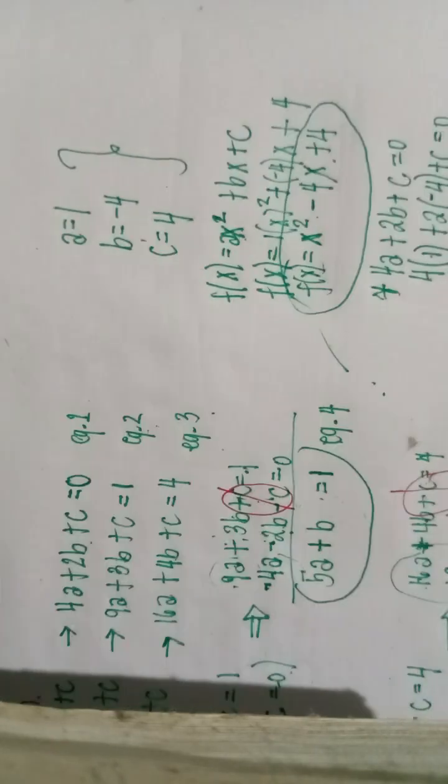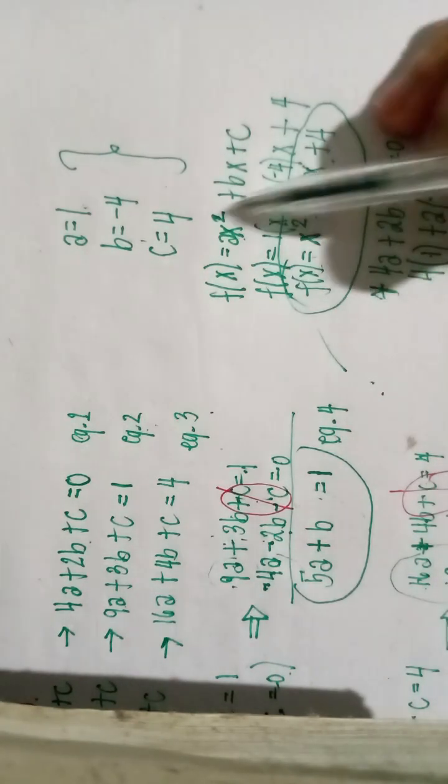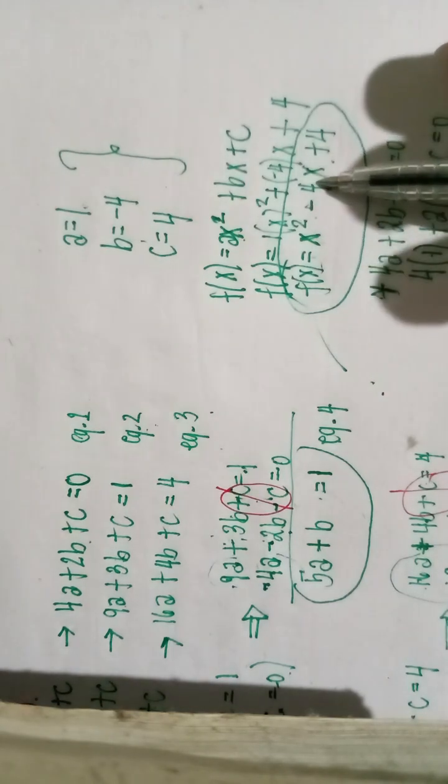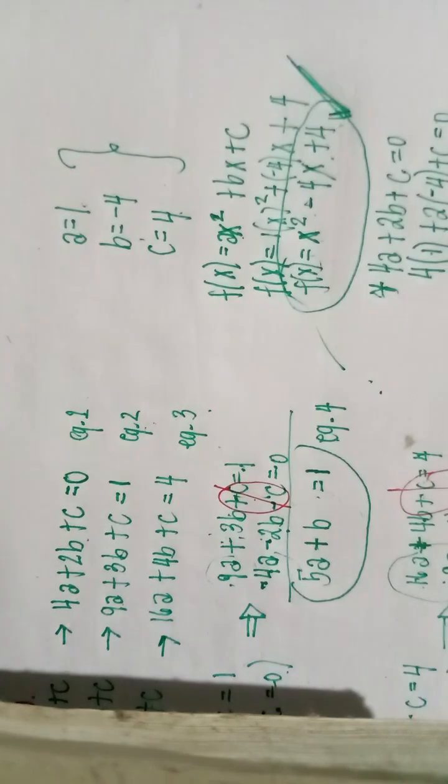Let us review. As you can see, we have the value of a, positive 1, correct. Value of b, negative 4, correct. And value of c, positive 4, correct. So, that is our final answer.